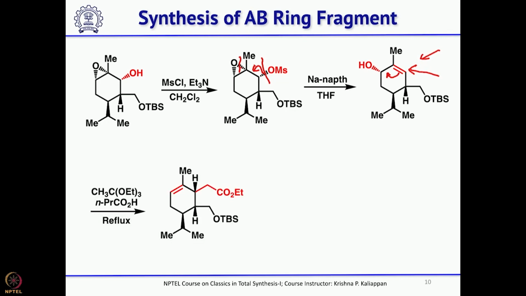The Claisen rearrangement, you treat with triethyl orthoacetate, okay, in the presence of a catalytic amount of propionic acid, followed by heating. Okay. So that will give you this intermediate, and this goes through this intermediate.